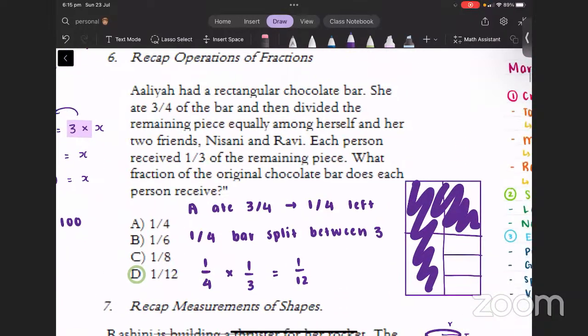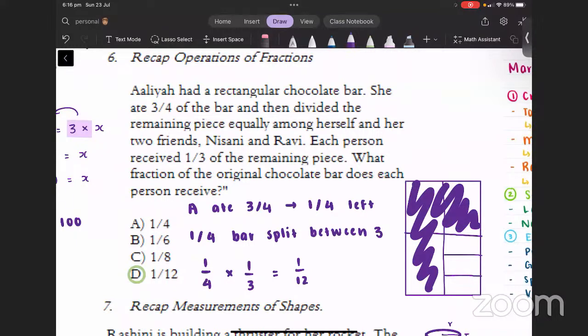Yeah, so question number 6. Alia has a rectangular chocolate bar. She ate 3/4 of the bar and then divided the remaining piece equally among herself and her 2 friends, Nisani and Ravi. Each person receives 1/3 of the remaining bar. What fraction of the original chocolate bar does each person receive?